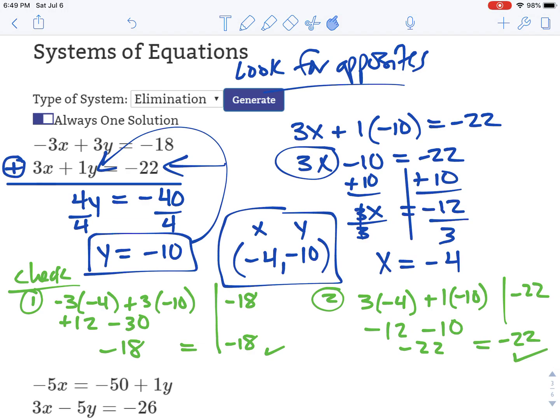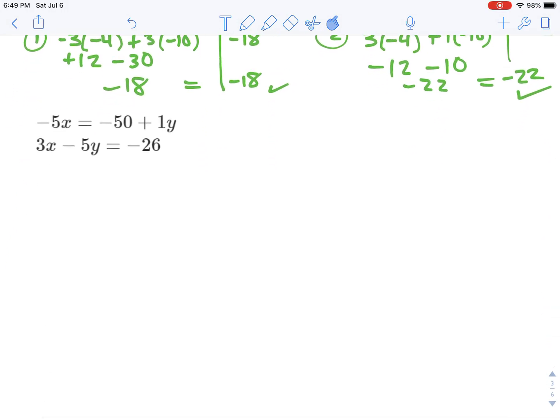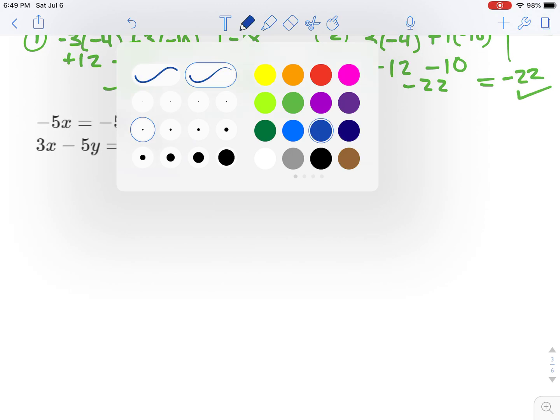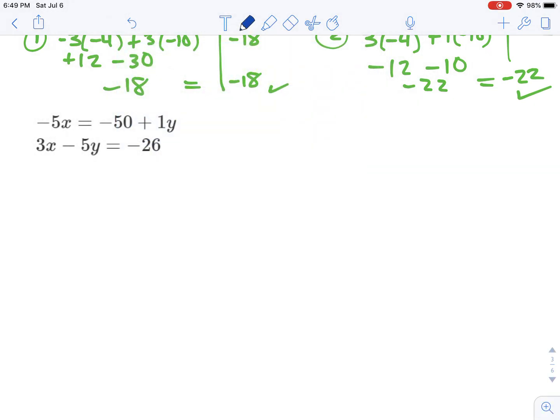Now, a little bit trickier here if we don't automatically have opposites. So we've got this example down here. What we want to do first is get things lined up. I've got an x, a y, an equals, and a number for this one, but not for the top one. So I want to rearrange the top one so it's easier to work with and all lined up like the bottom one is. So -5x equaling -50 plus 1y.